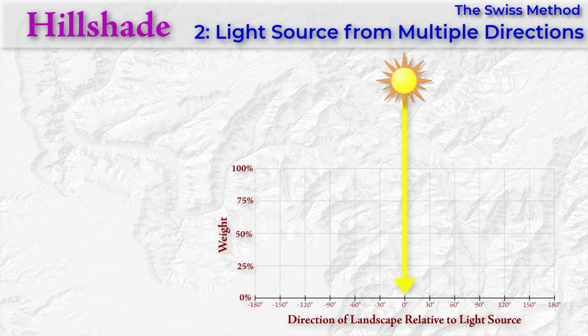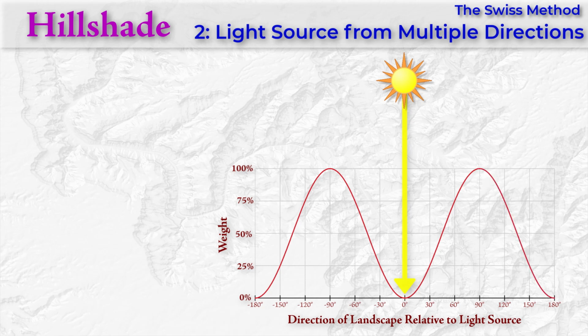The direction values here don't mean compass direction, but rather how directly the landscape faces the illumination source. 0 degrees means the landscape is facing it directly. And you can see that the weight applied is 0 at this point. The illumination is effectively turned off if the landscape directly faces the source, and dialed up as the landscape turns away from it. The strength of the light source is maximized when the landscape is at 90 degrees clockwise and 90 degrees counterclockwise to the light source.